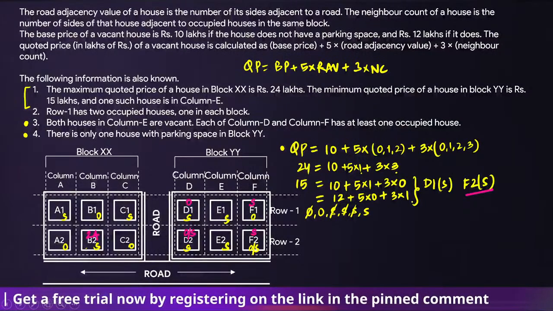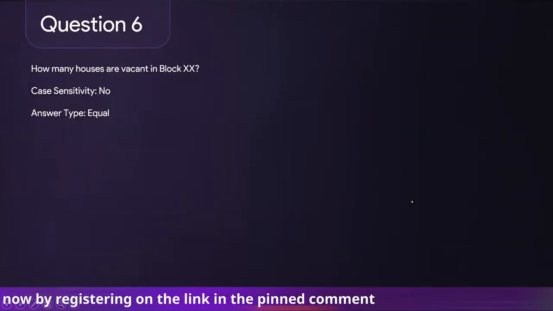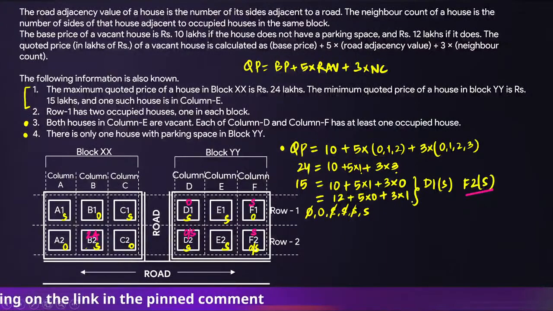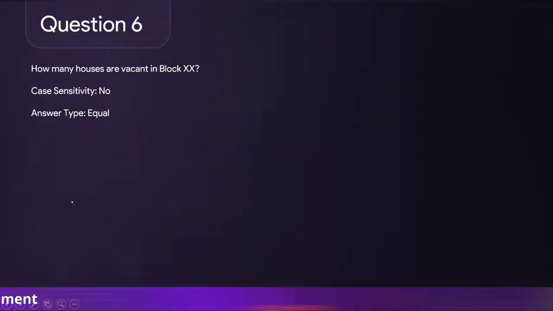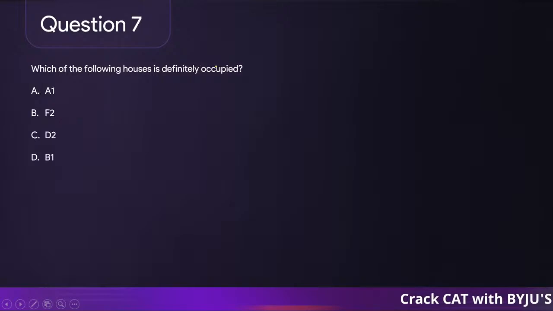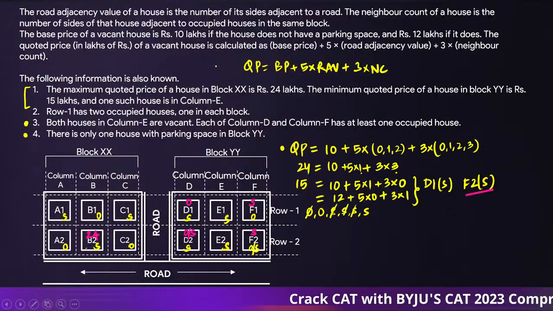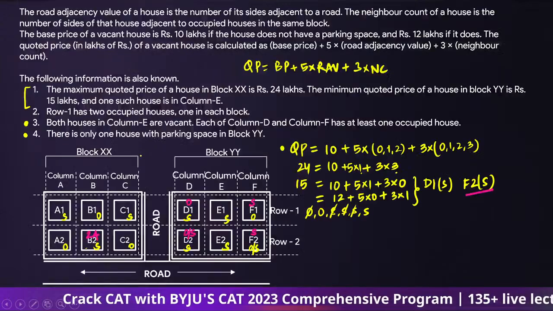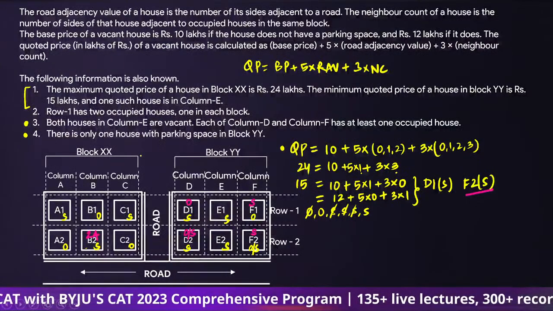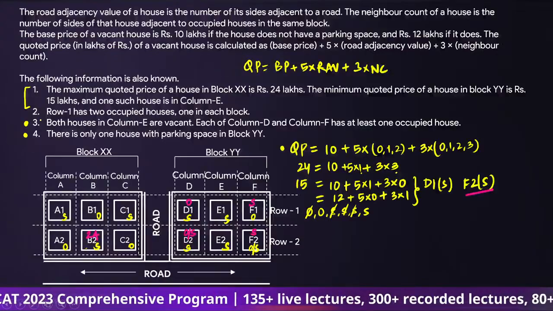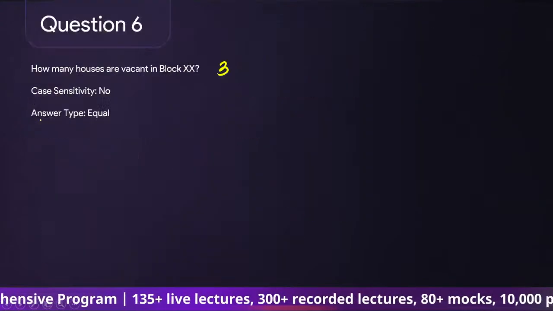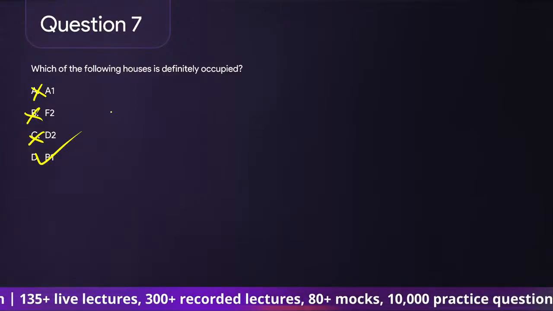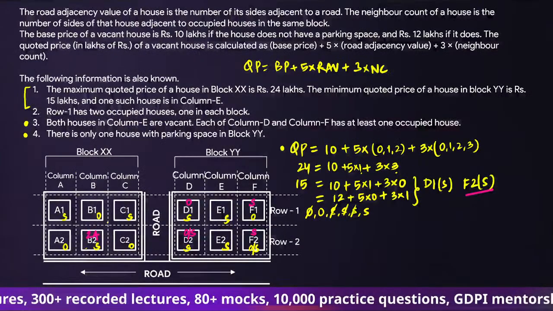Now, let's look at the questions. How many houses are vacant in block X? So if we look at block X, how many houses are up for sale? 3. So answer हो जाएगा इसका 3. Next, which of the following houses is definitely occupied? A1, definitely not occupied. F2, maybe, may not be. D2, maybe, may not be. So B1 has to be definite. Let's confirm this. B1 is occupied, right?